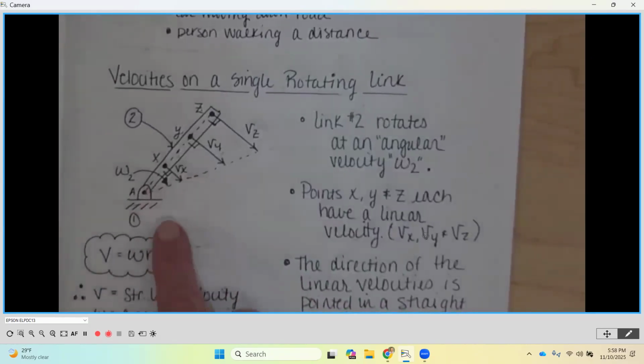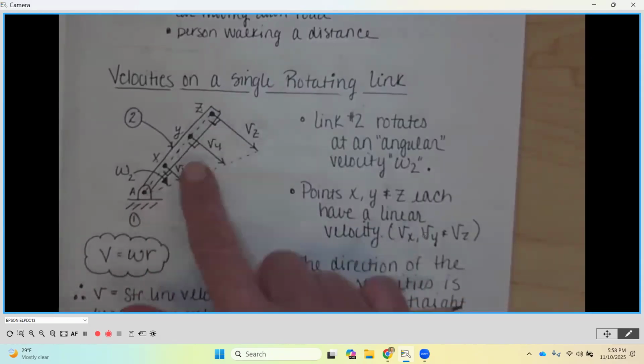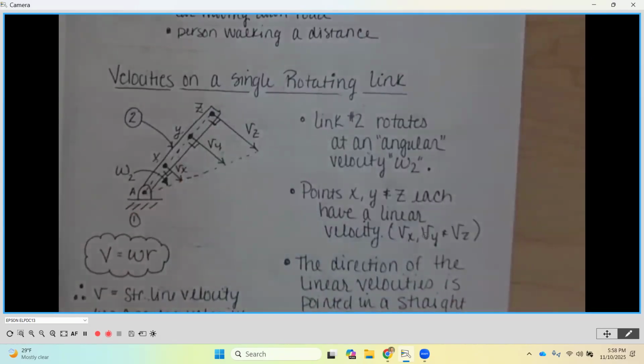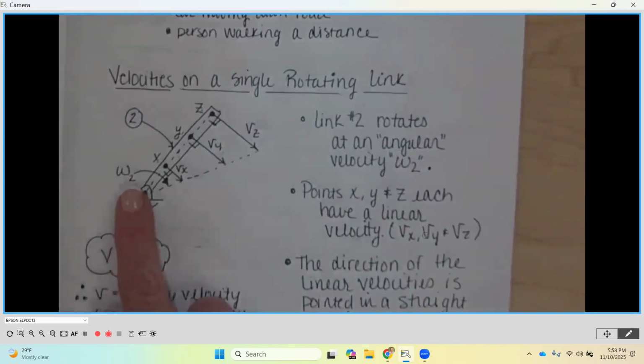So that's why it's called number one. And then as we look at the actual link itself, because it's connected to the frame and we just have these two items, this is going to be link number two. Okay, link number two. So that's why we call this the angular velocity of link number two.